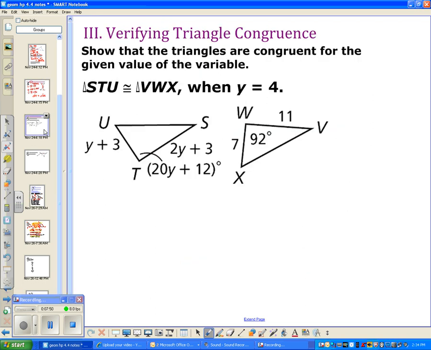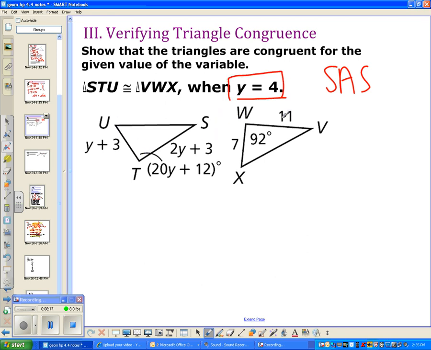Okay, last thing we're going to do, verify. Verify means prove that the triangles are congruent for the given values of the variable. So this one's really easy. Triangle STU is congruent to triangle VWX. Why are they congruent? Well, looking at this picture, they're wanting us to use SAS to show that these triangles are congruent. How did I know SAS? Because I have a side, an angle, and a side. And they already told you what y equals, so you don't even have to do any algebra.